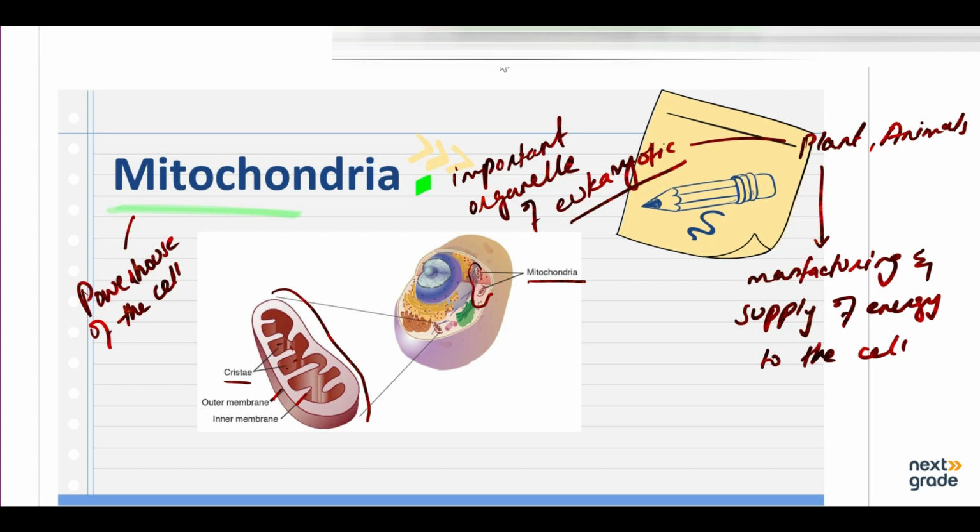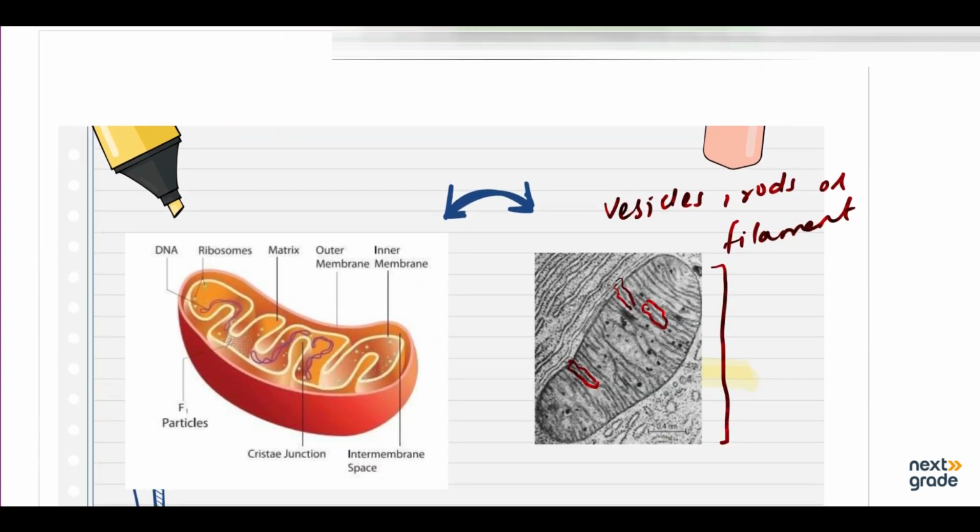The outer membrane is a smooth structure, while the inner membrane forms infoldings into the inner chamber called the mitochondrial matrix, right? So the inner membrane always folds into the matrix. These infolds we call cristae. The mitochondrial membranes are very similar in structure to other cell membranes, which also have an outer and inner membrane. Detailed studies have shown that mitochondria also contain DNA.